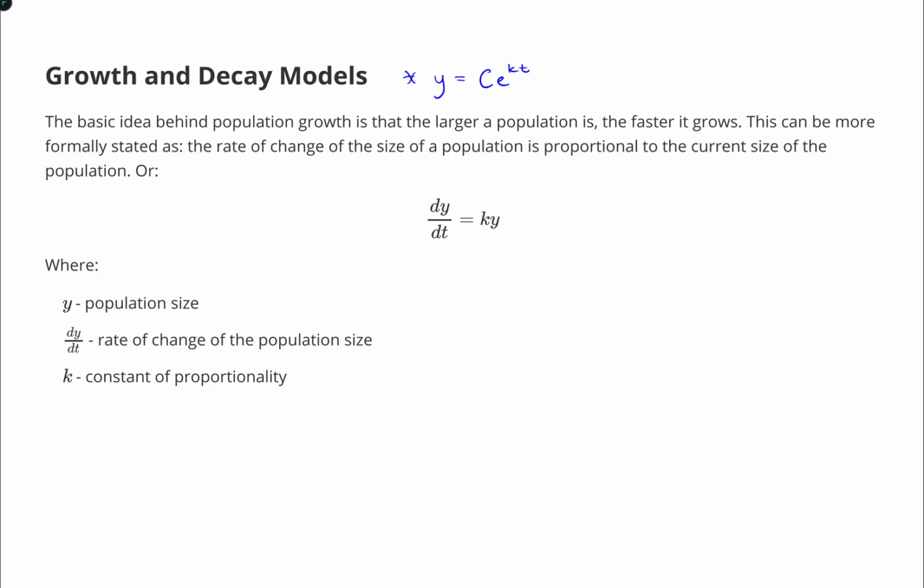C being an initial population size, k being a growth constant, t being an amount of time, y is a function of t, so the new population size is decided based off the current value of t, and e, of course, is the base of the natural logarithm. So let's take a look how this is derived, because I don't think that anybody started with this as a particular model. Let's see where we can possibly come up with this.